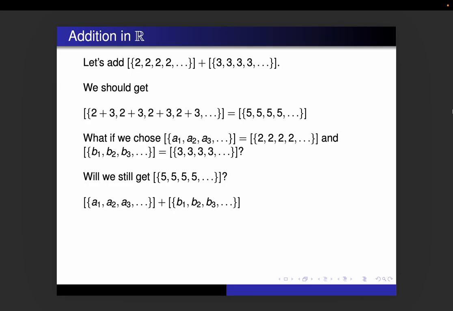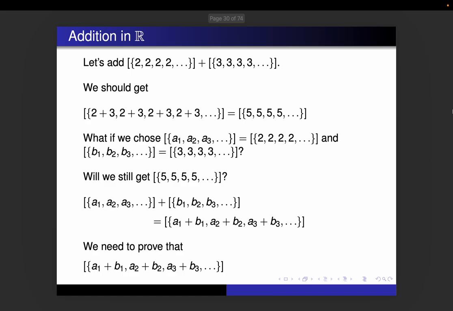So let me see. I'm going to add a1, a2, a3, etc. to b1, b2, b3, etc. And we're going to use the same rule. I mean, it's not like we're going to do addition any differently. We get a1 plus b1, a2 plus b2, a3 plus b3. And that looks very different than the constant sequence 5, 5, 5, 5, 5, etc., right? But we have to prove that it represents the same real number. So we need to prove that the sequence we get with a1 plus b1, a2 plus b2, etc. is in the same class as the constant sequence of 5s.